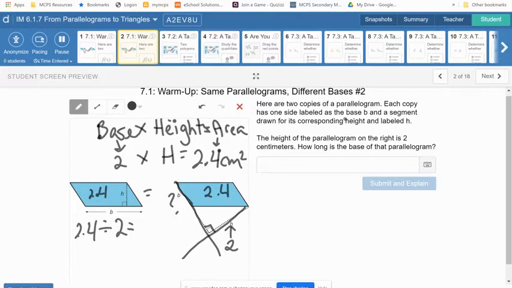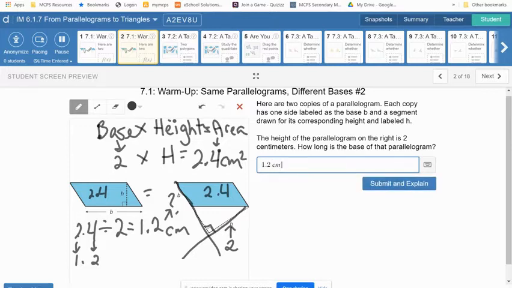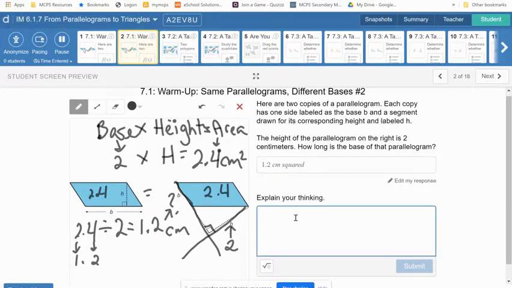Well, I know that half of 4 is 2, and I know that half of 2 is 1. So our answer is going to be 1.2 centimeters. That is going to be our base. The base is 1.2 centimeters. Okay, submit and explain.